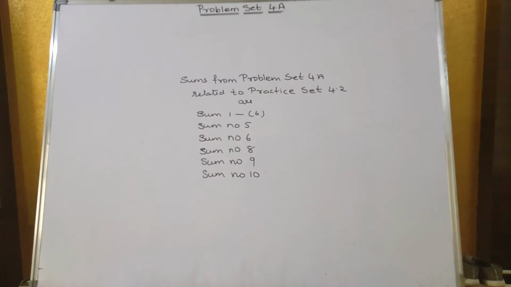Sums from problem set 4a which are related to practice set 4.2 are: the sixth sum of sum number 1, that is choose the correct alternative, then sum number 5, sum number 6, sum number 8, sum number 9 and sum number 10.